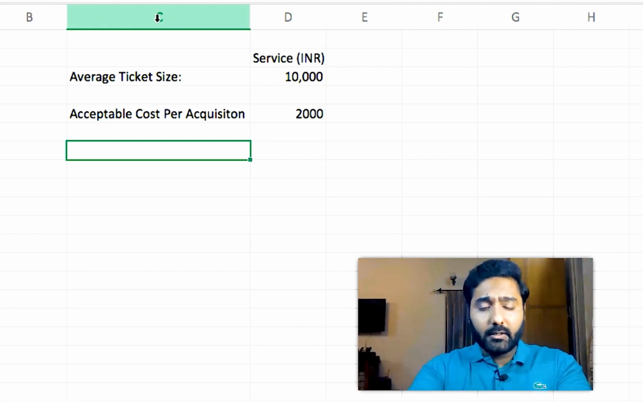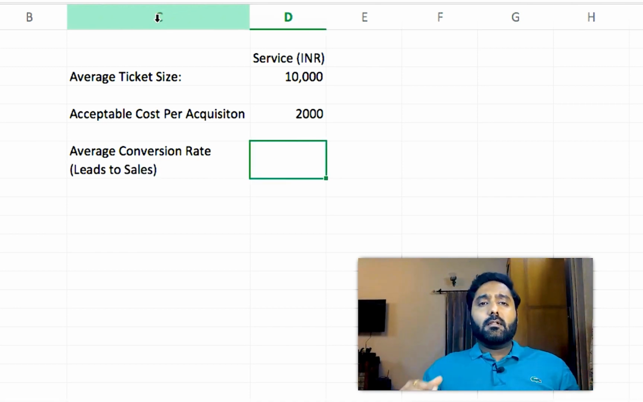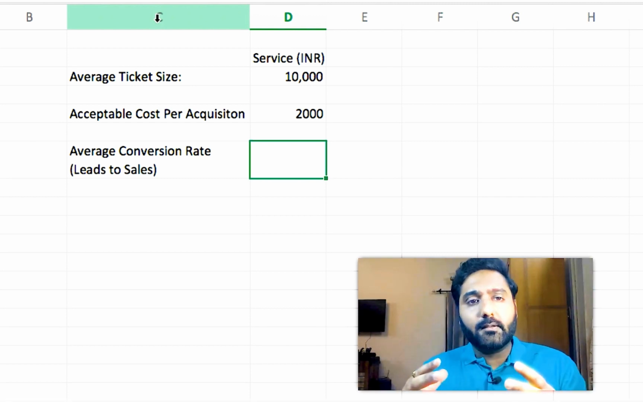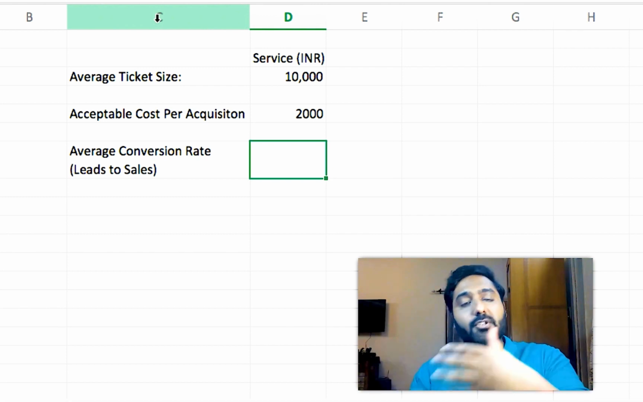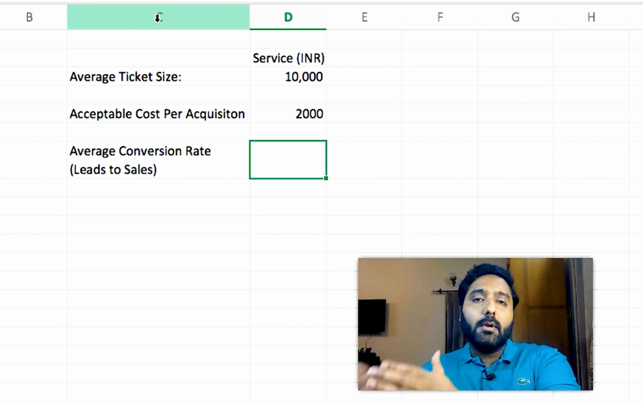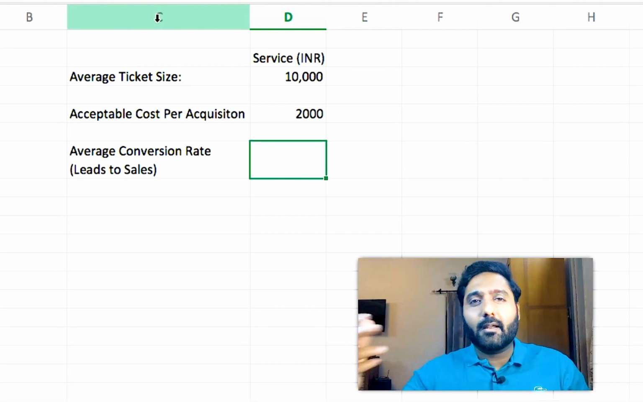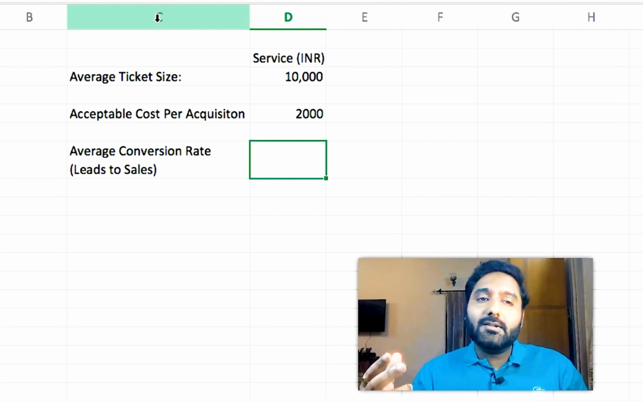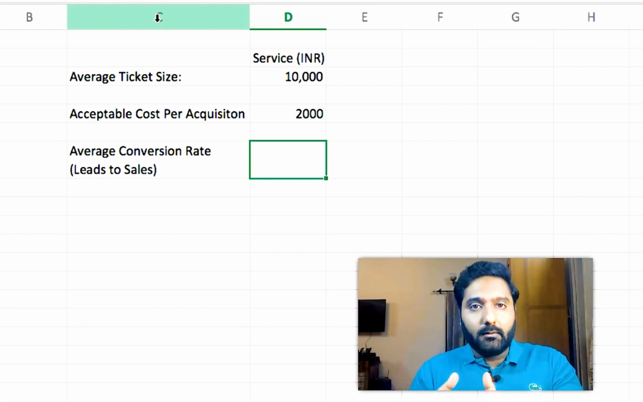Also take another look at another metric, which is the average conversion rate, which means the ratio of leads to sales. Now, what conversion means is, when you get leads. So in service businesses, mostly you will have to generate leads and then give them a call, do your email nurturing sequences, all those things to convert them from a lead to a sale. Very rarely in a service business will somebody directly see your ad and purchase your service. It doesn't generally work like that. So you have to first generate leads.